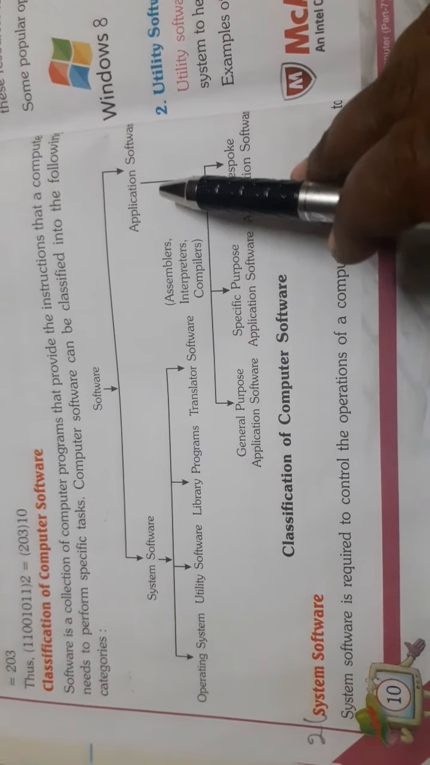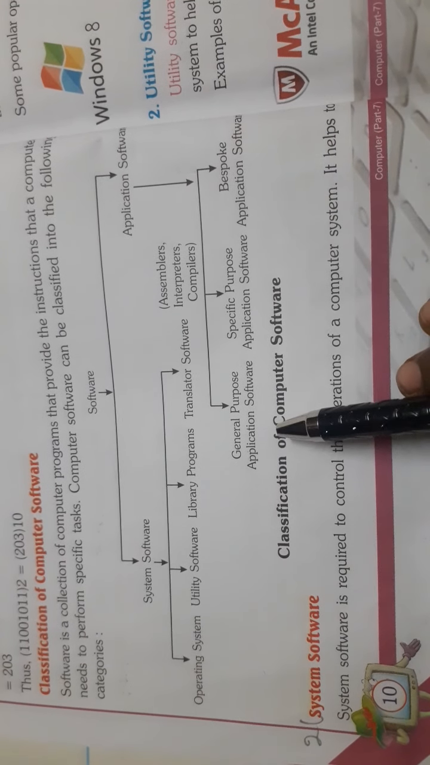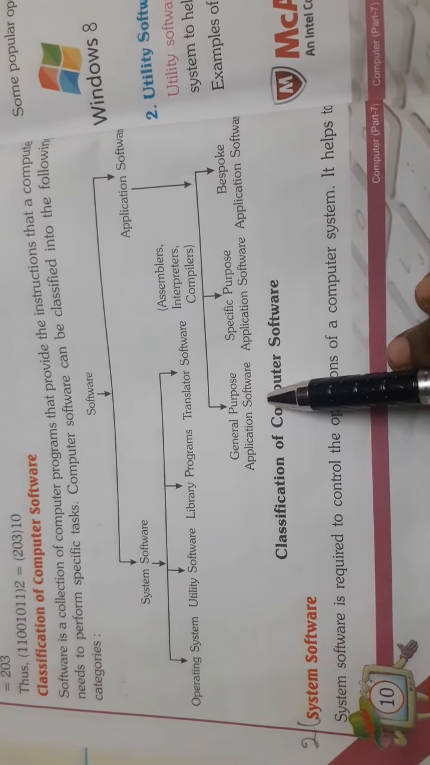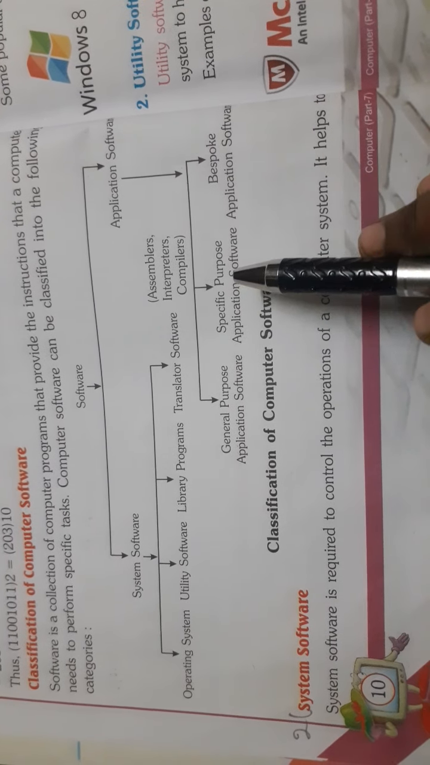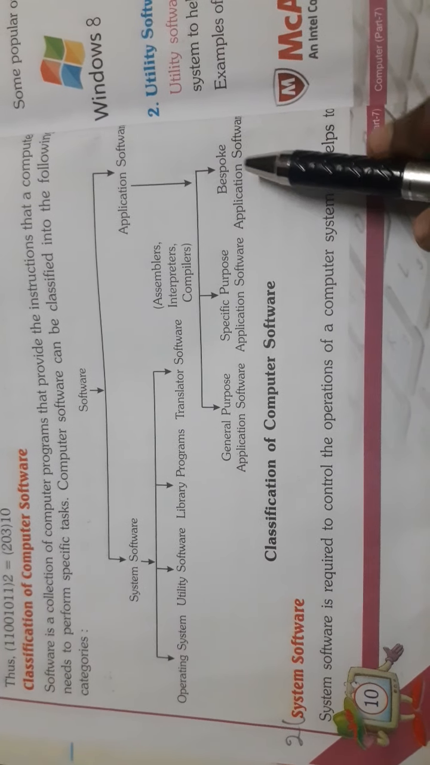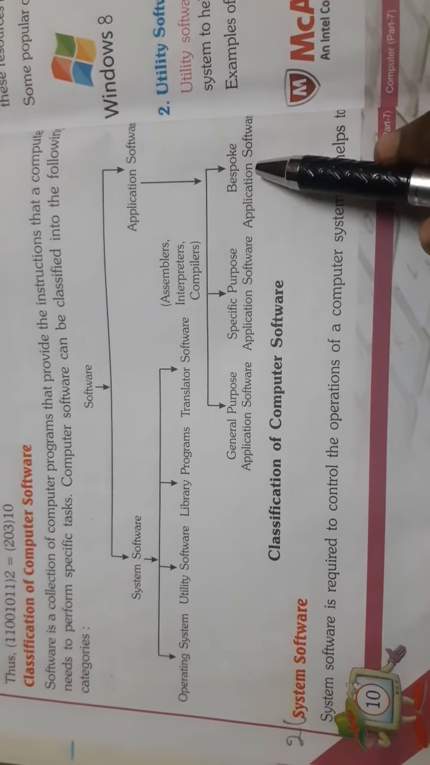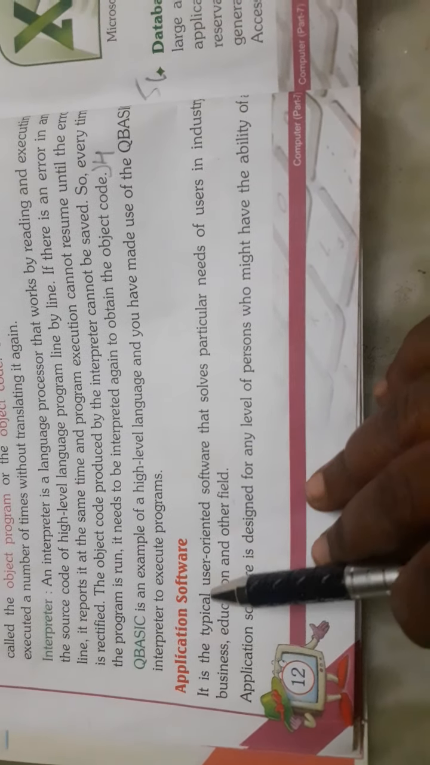Today we are going to learn application software. This application software is again divided into three types: general purpose application software, specific purpose application software, and bespoke application software. Today we are going to learn these all. Okay, children? So, children, all of you open your computer textbooks and see page number 12, application software.